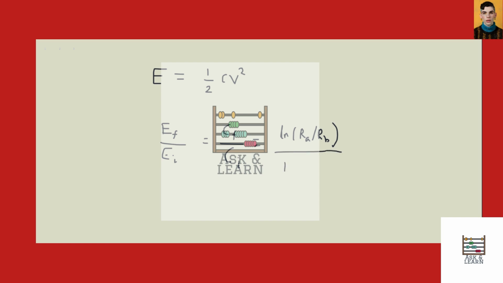divided by natural log of 3 times Ra divided by Rb, which is less than 1. So if you use appropriate formulas, you can solve this question easily.